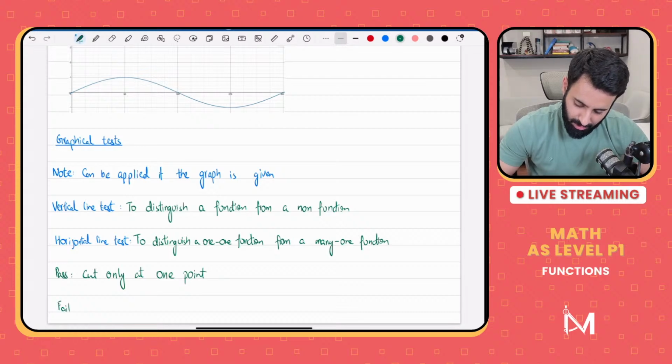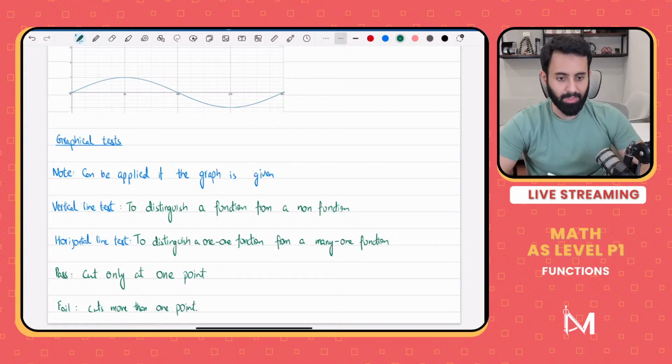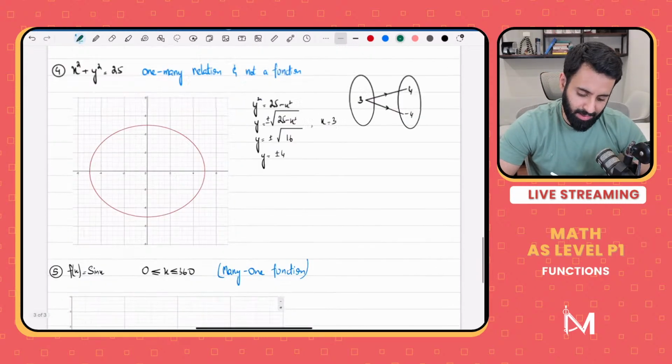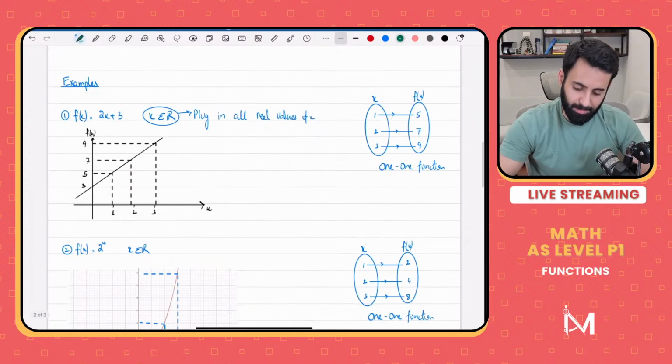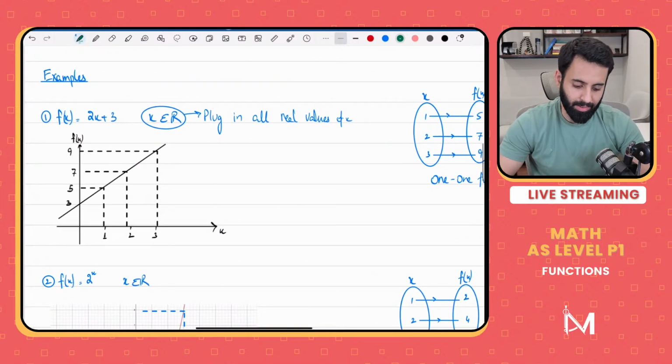Then what's the condition to fail? The condition to fail is that it cuts more than 1 point. Okay, so let's apply these tests. Let's apply the vertical line test over here.